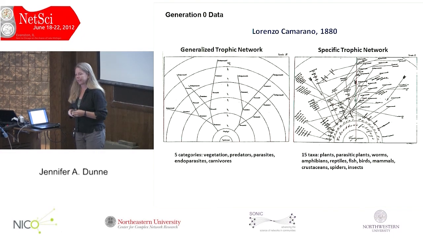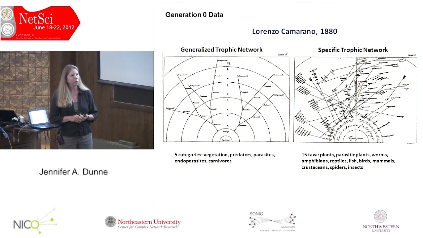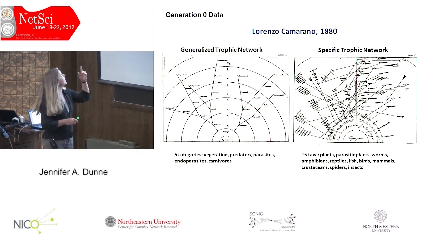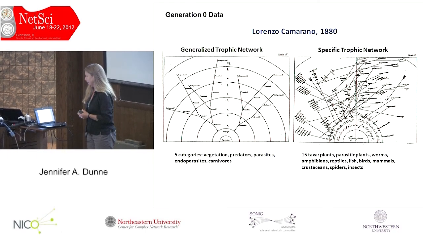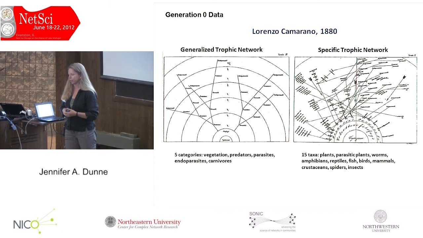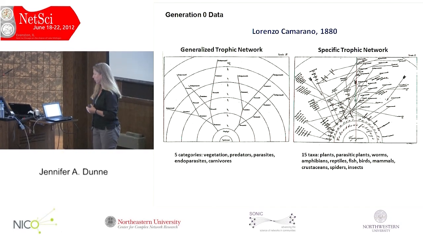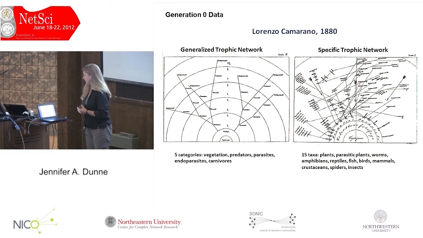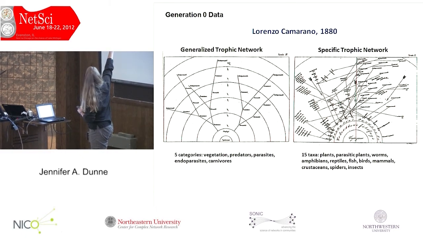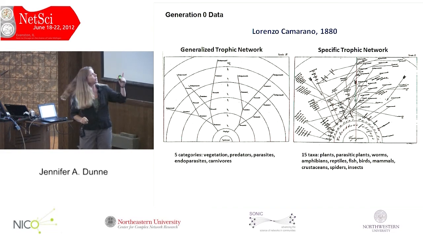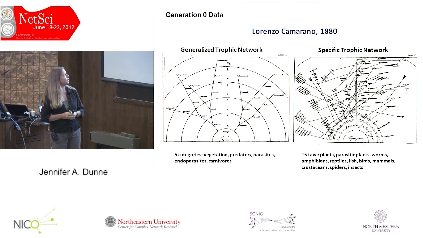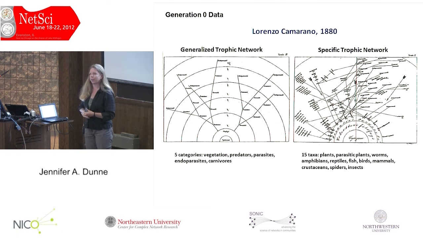So first to focus on data, Generation Zero. What was Generation Zero? In 1880, Lorenzo Camerano, an Italian scientist, published the first known graphics of ecological networks, of feeding networks. Up here on the left is a generalized trophic network with 5 different categories. But then he also did a specific trophic network over here on the right that included 15 different types of taxa.